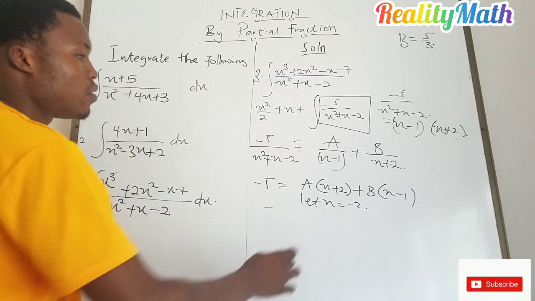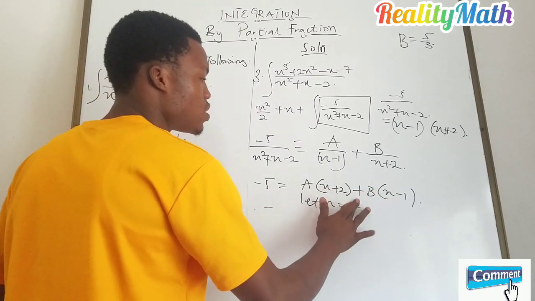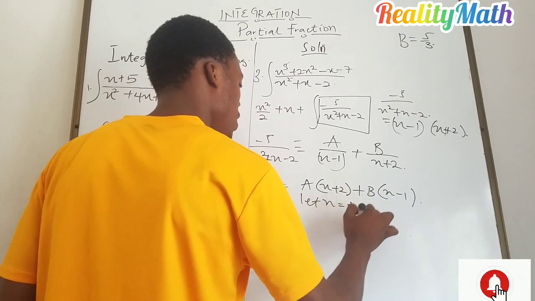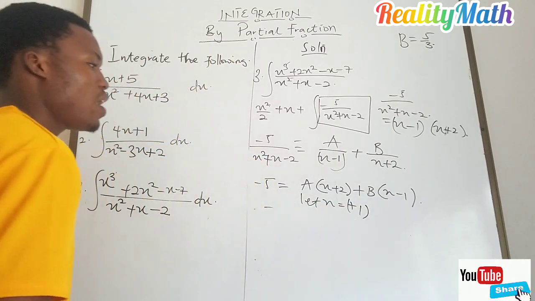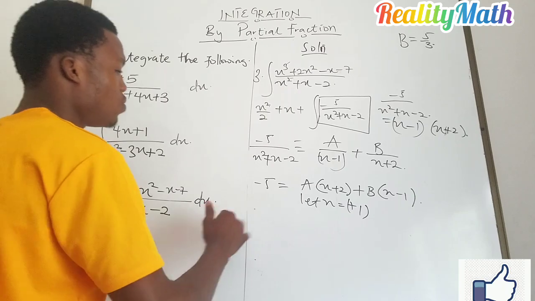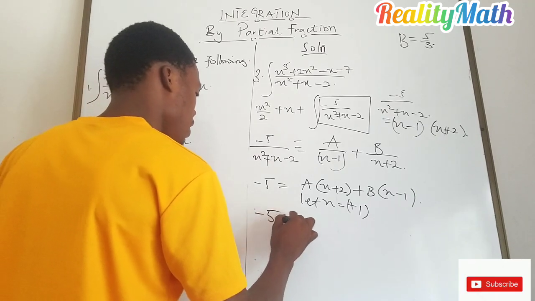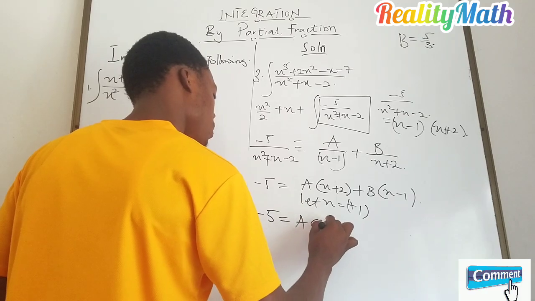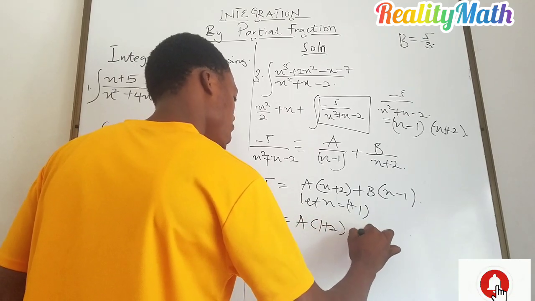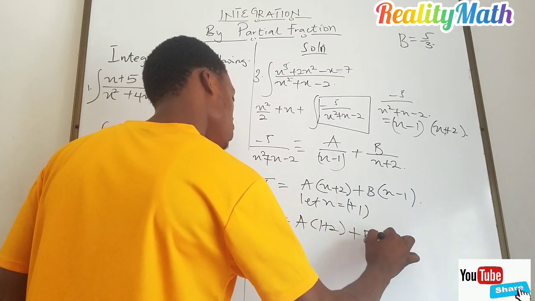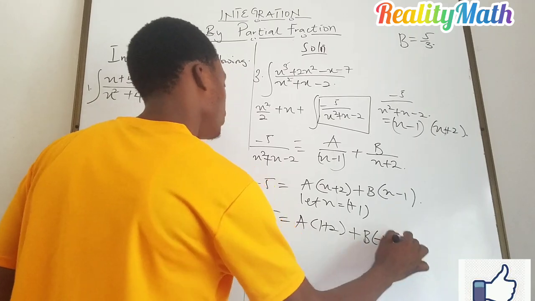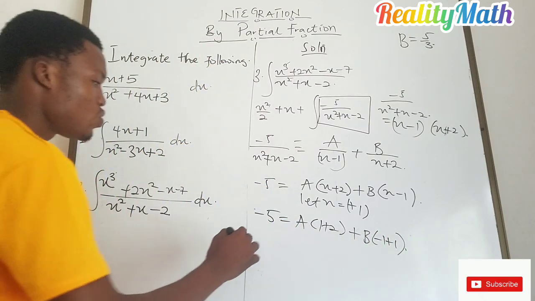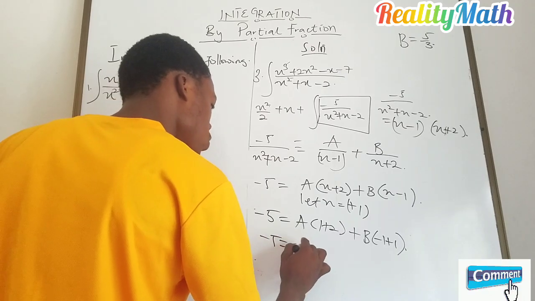Then we can make b 0 by letting what x to be what, positive 1, plus 1. If the x is plus 1, we are having what? Minus 5 is equal to a into bracket 1 plus 2 plus b into bracket minus 1. Sorry, yes, okay, plus 1. It's still the same thing, okay? So we know that that will give us 0. So I'm just having minus 5 is equal to what?